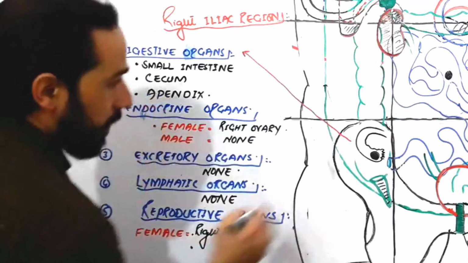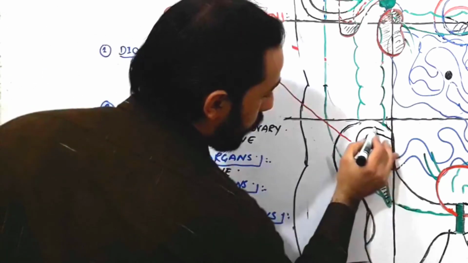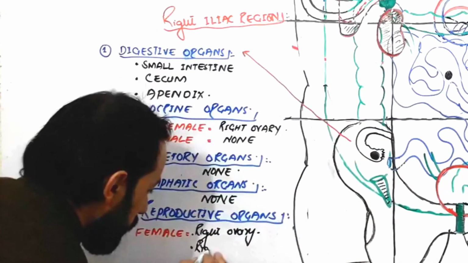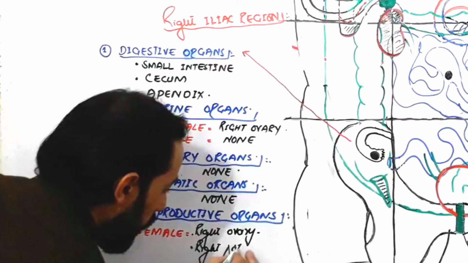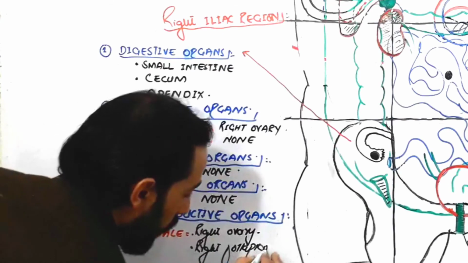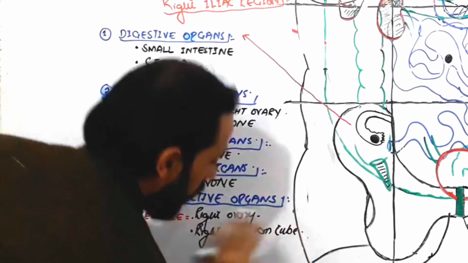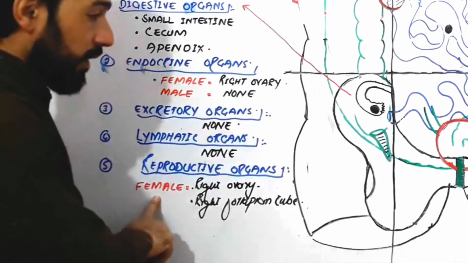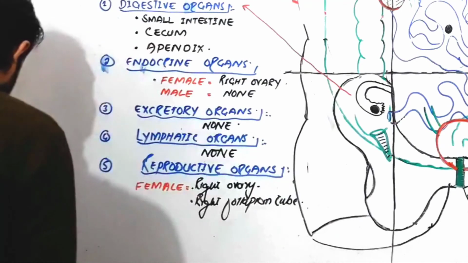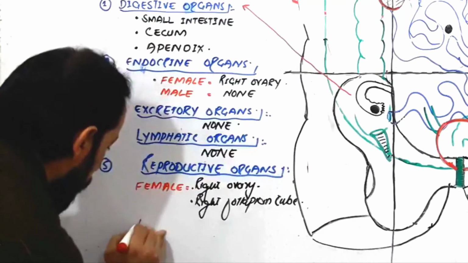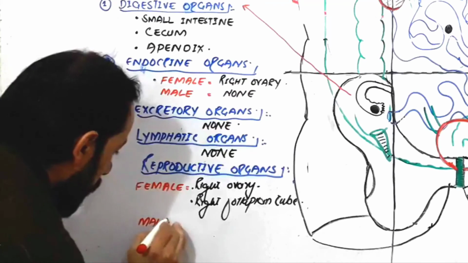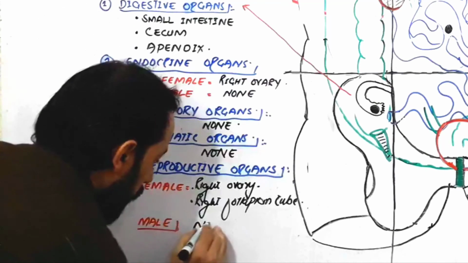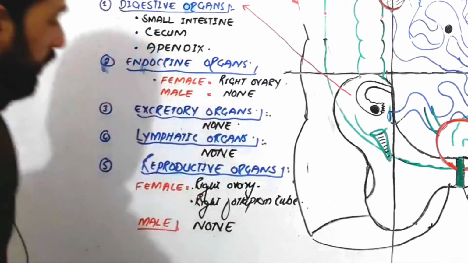and the next thing, the right fallopian tube, is present there, right? The right fallopian tube is present in the right iliac region in case of a female. But in case of a male, there is nothing, my dear friends. In case of male, there is no reproductive organ found in the right iliac region, right, friends?